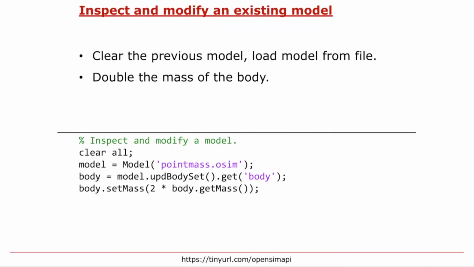To get the current mass of the body, we call getMass. This function does not take any arguments. Notably, the mass of the body does not depend on the state. It's a property of the model itself. We then multiply this mass by 2 and call setMass on the body with this new mass. So now we've doubled the mass of this body.